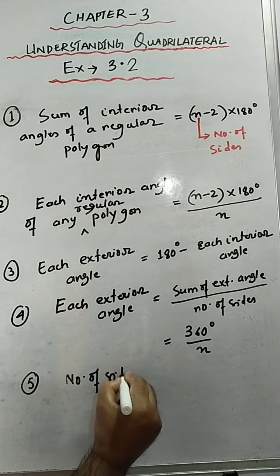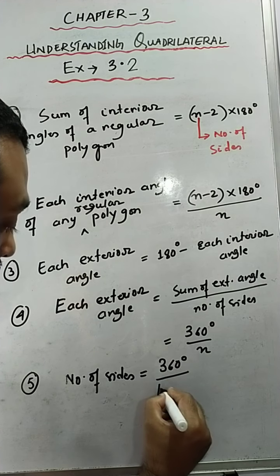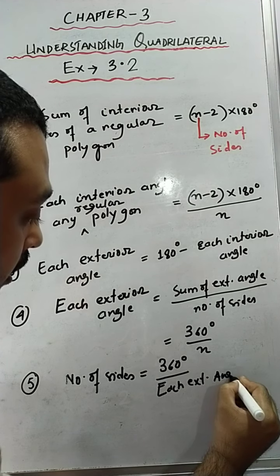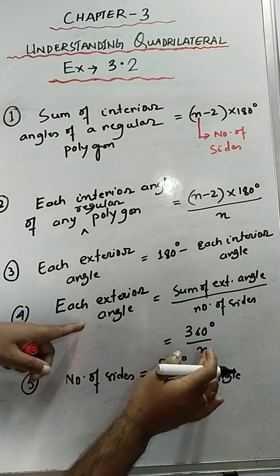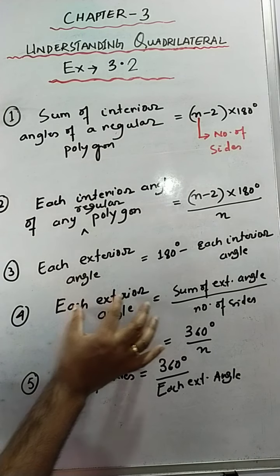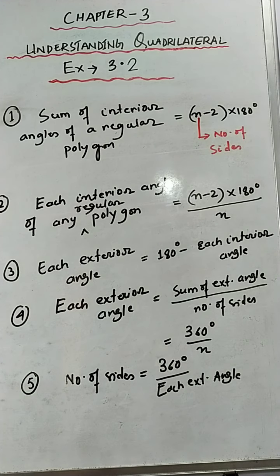Number of sides would be equal to 360 by each exterior angle. So we have just transposed these two values. We have taken this n here and we have taken each exterior angle in the place of it. So this is the formula of number of sides when each exterior angle is given. I hope you have understood all the formulas.